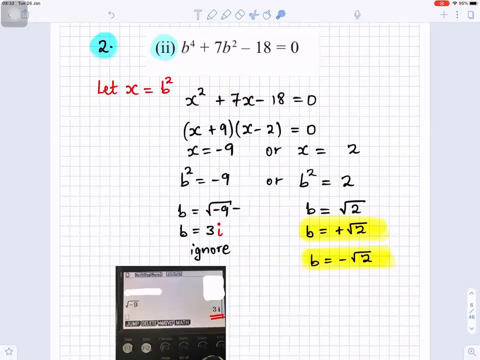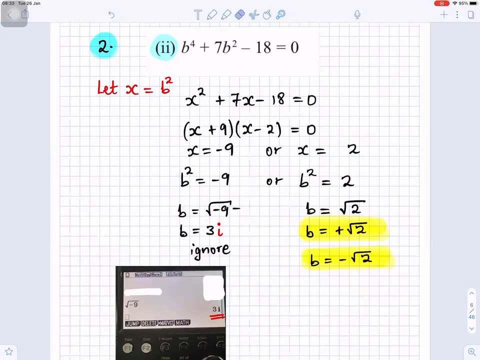The second part of question 2, you can let x be equal to b squared. So that will give us b to the 4 becomes x squared plus 7x minus 18 equal to 0. When you factorize, it becomes x plus 9, x minus 2 equal to 0. That means x equals minus 9, or x equals 2. b squared equals minus 9 because you replace x with b squared. So b squared plus 9 equals 0, and b is equal to the square root of minus 9.